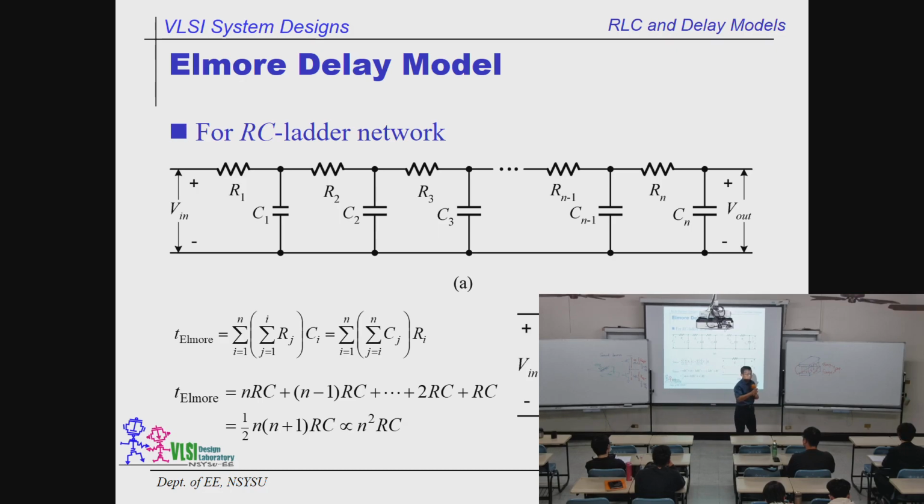Every segment can be modeled as R and C. There is no inductor, because we don't care about a high frequency signal. That's why. So in the first segment, we use R1 and C1 to denote the first segment, then R2, C2 for the second segment, and all the way to the end. So my question is, what is the delay when a pulse appears at the Vin, for the output to see that pulse?